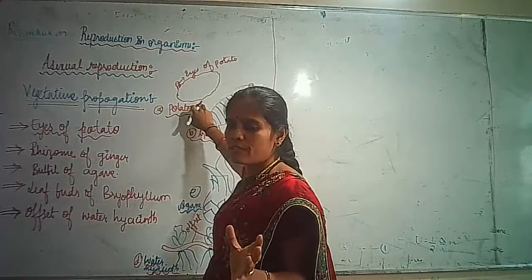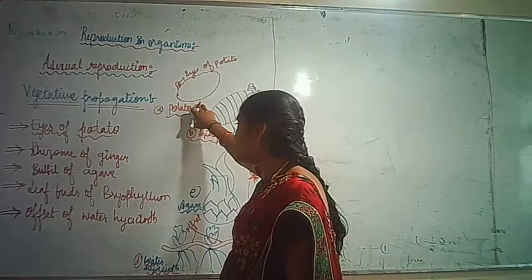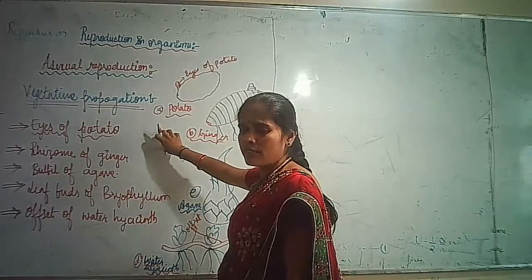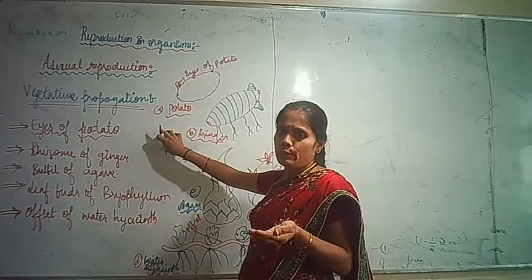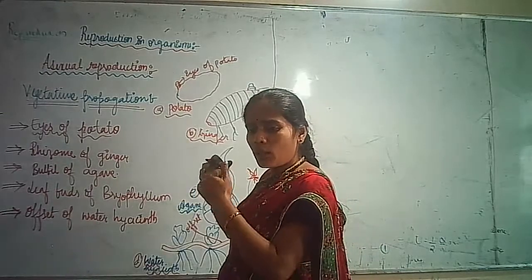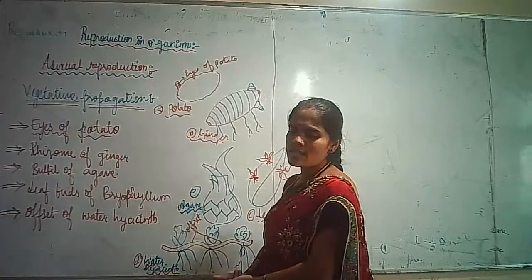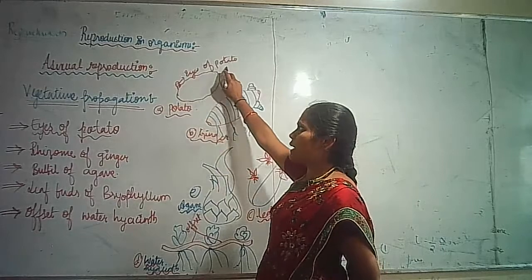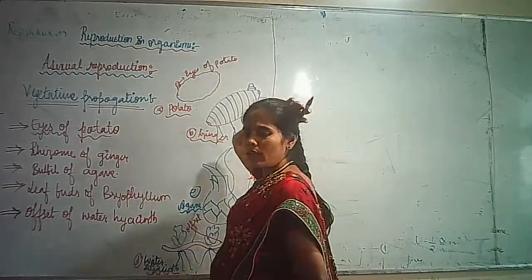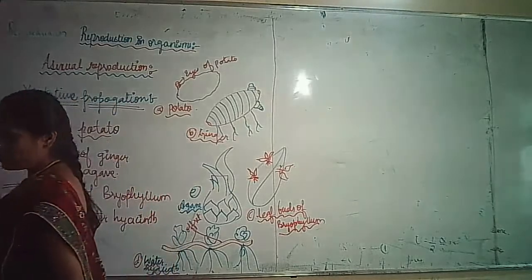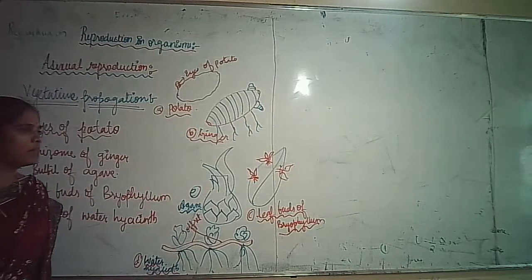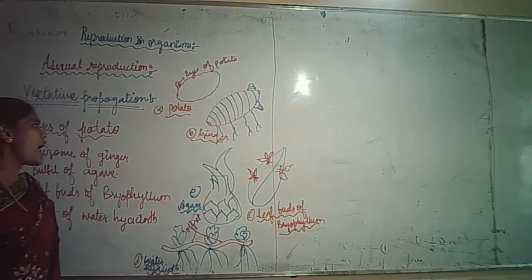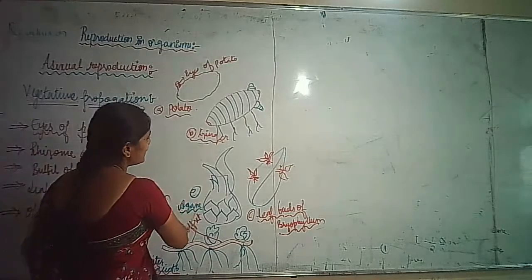In different plants, different types of vegetative propagation units are there, and this type of reproduction in plants, where they reproduce by one of their body parts, is called vegetative reproduction. In the potato, the eyes of potato, as you people know, it is a modified stem for storage of food, forming the tuberized structure. In the first year you people have studied this.